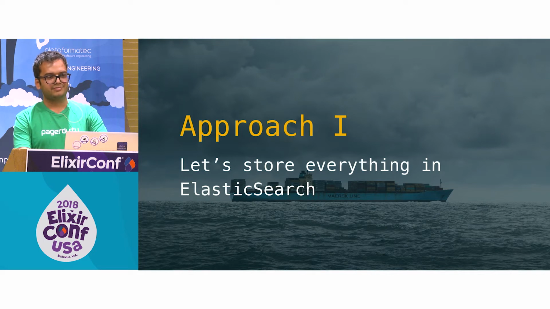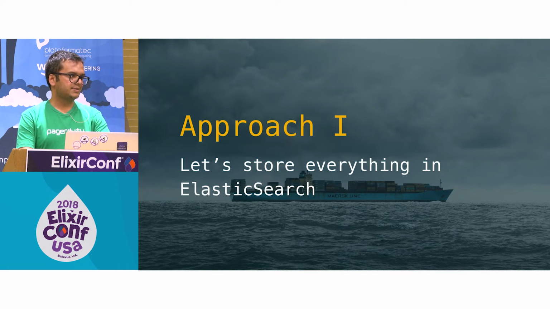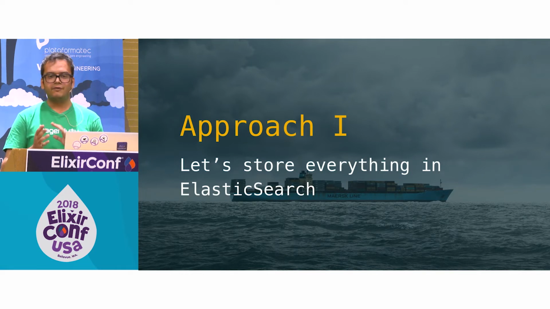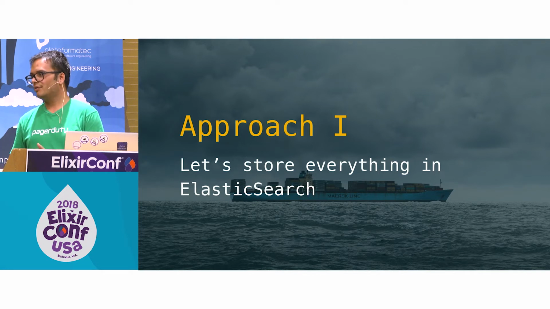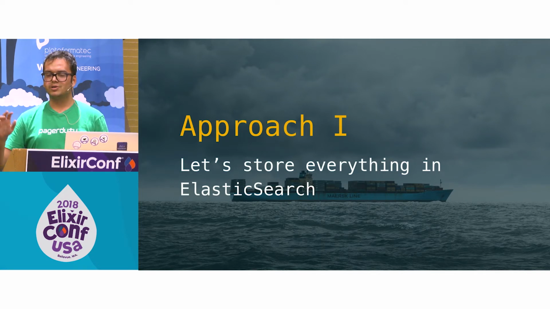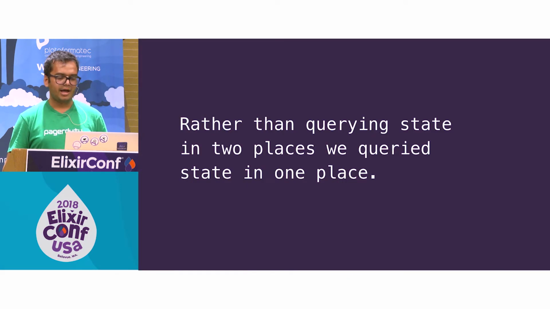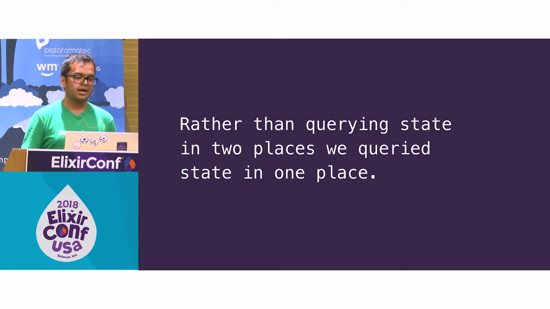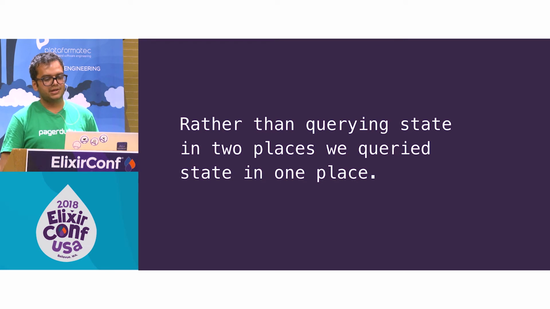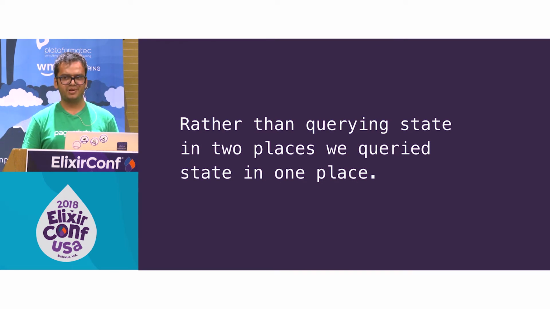Because why not? ElasticSearch is something that we were all familiar with. It supported querying things based on timestamps, slightly different from Cassandra, but still pretty much out of the box. And we could just throw an Elixir Elasticsearch client in there and query the data from ElasticSearch. What could go wrong? The underlying motivation was, rather than querying the state in two places, we decided to query it in one single place. Was it a good idea?